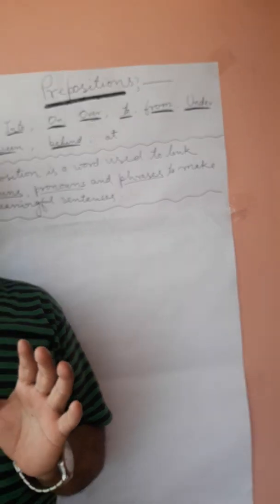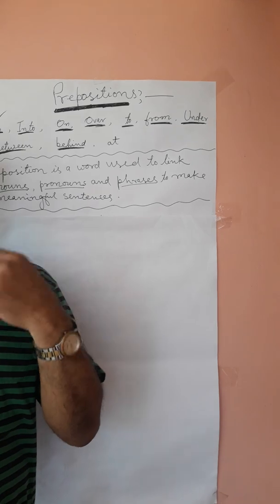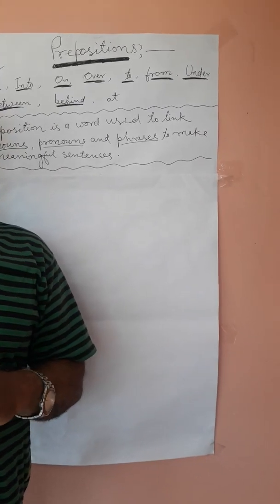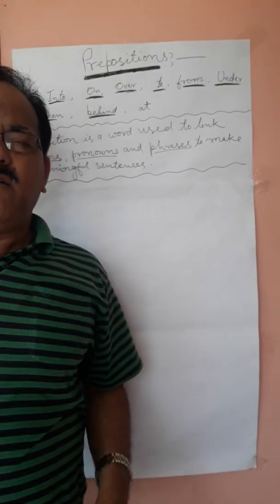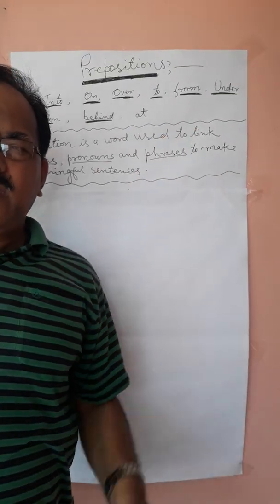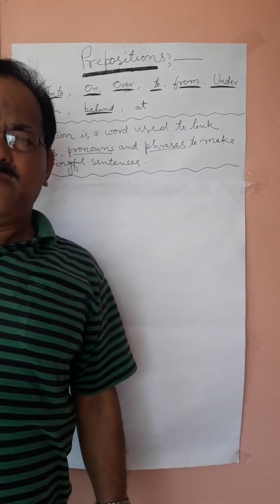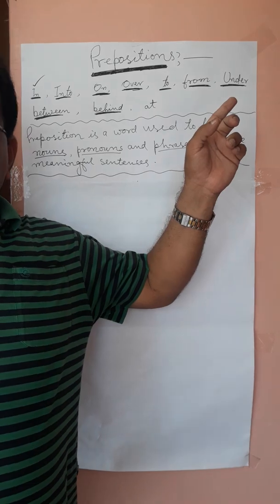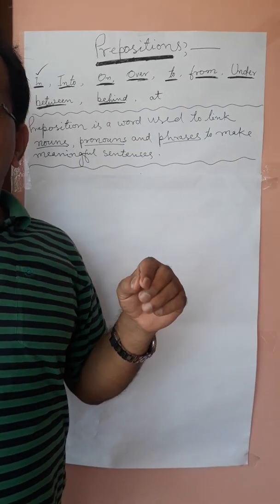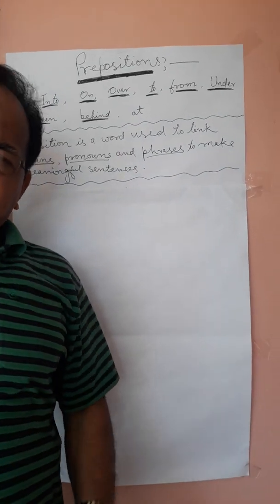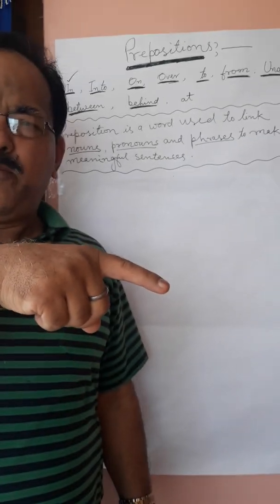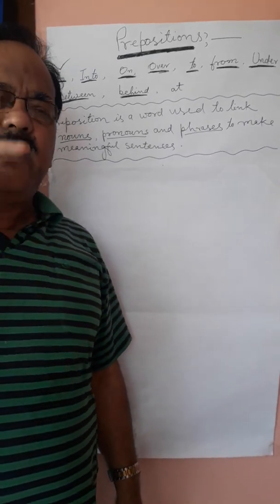At. "At" is used when the place is fixed, targeted. Suppose, where is my chair? Your chair is at the top of the roof. Where is the chair? The chair is at the stairs. When it is shown as a fixed place, then you will use "at."